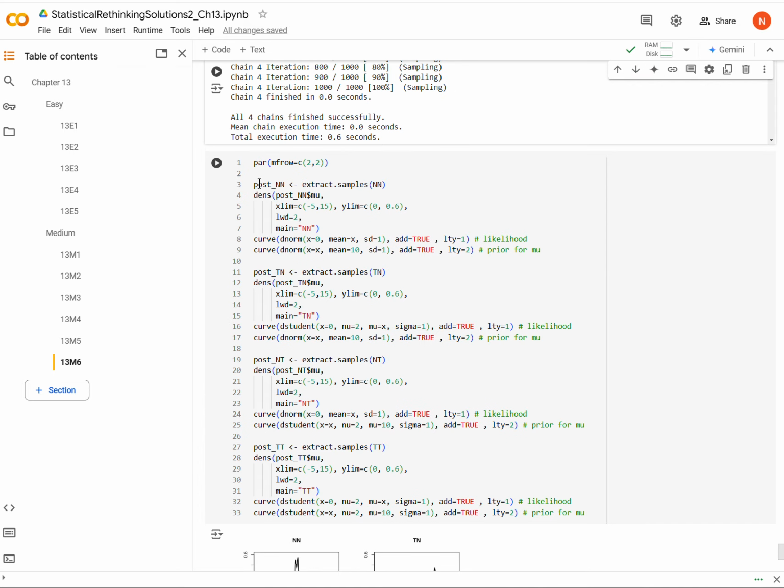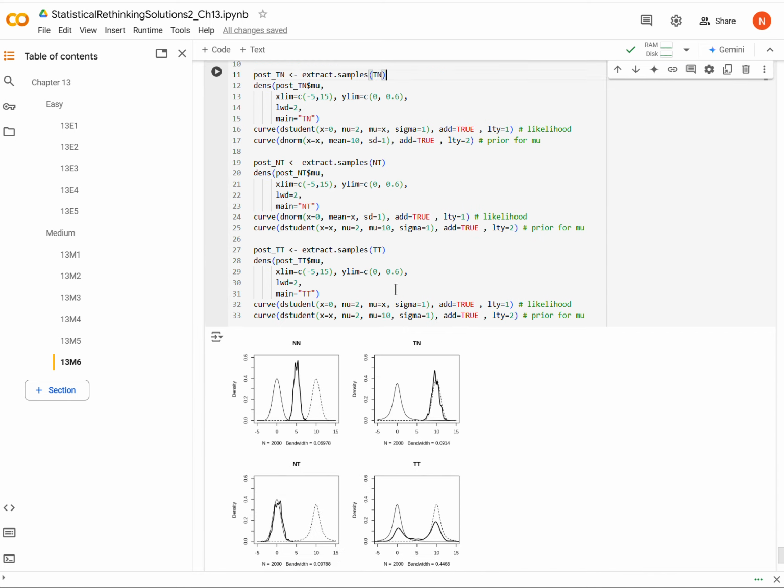For each model, I'm just going to take the posterior distribution and plot mu here, which is the parameter that we're estimating. Along with that, I will plot the likelihood as well as the prior for mu. The likelihood is the data given all the different parameter values, and the prior is the possible parameter values for the parameter. So this is what we get.